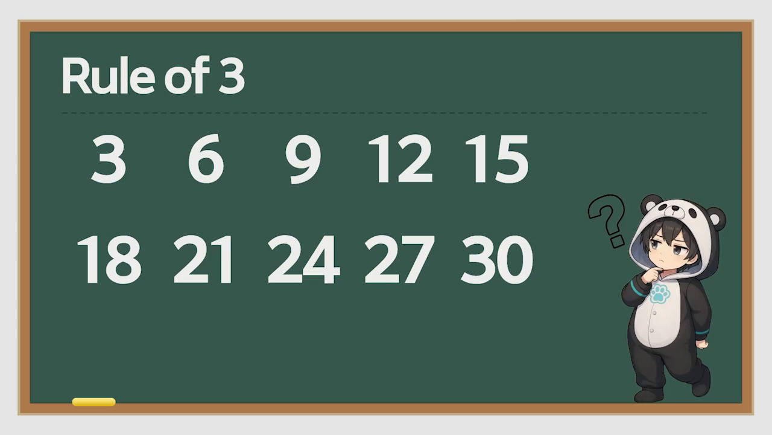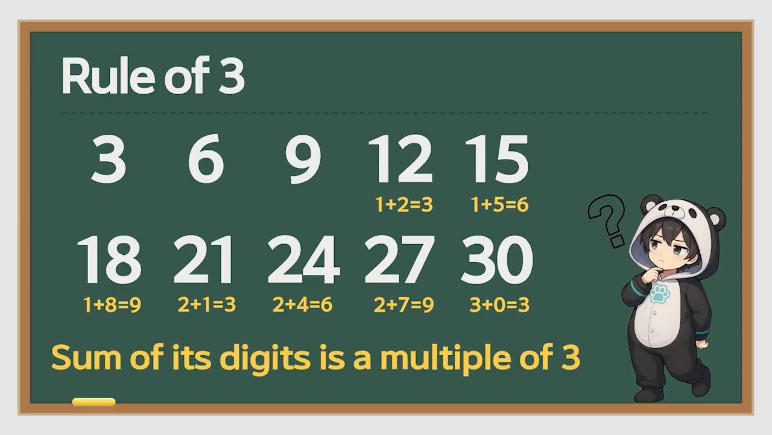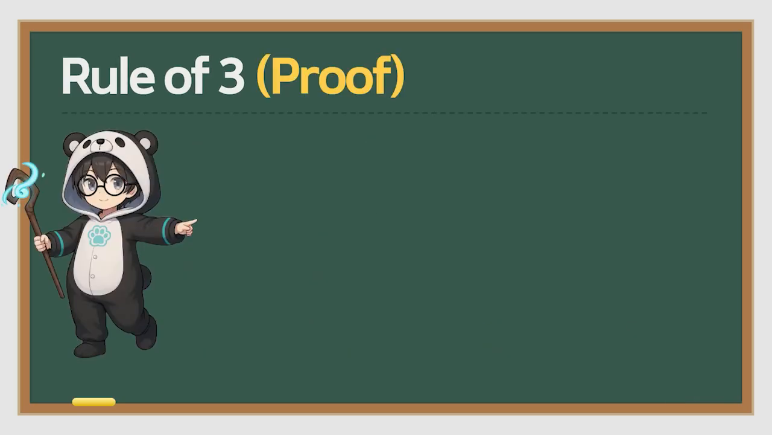Now, let's look at 3. 3, 6, 9, 12, 15, 18, 21. It's harder to spot a pattern just by looking at the last digit. But here's a magic rule. Add up all the digits. If the sum is a multiple of 3, then the original number is divisible by 3. But why? Is this magic? No, it's algebra. Let me prove it to you.